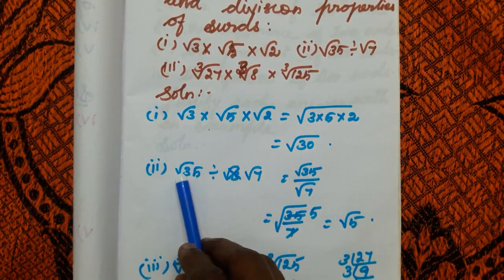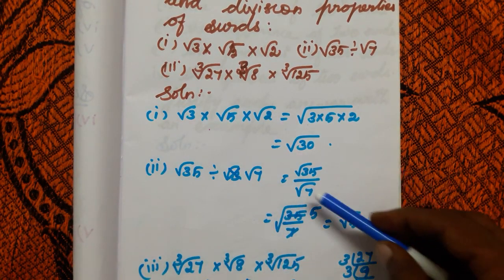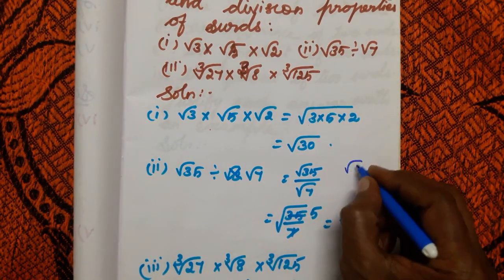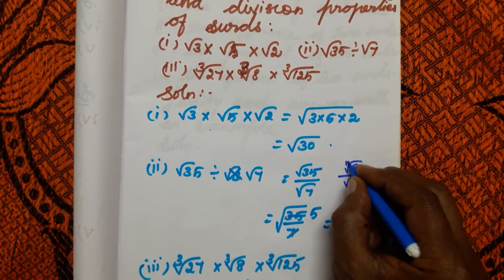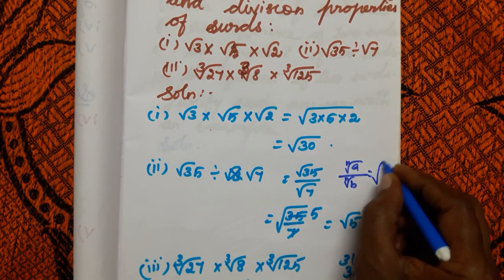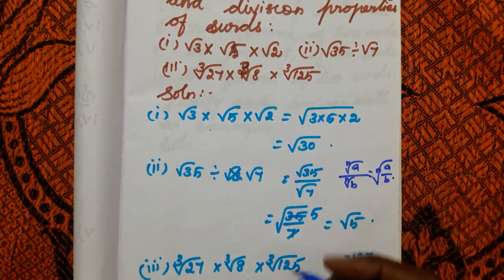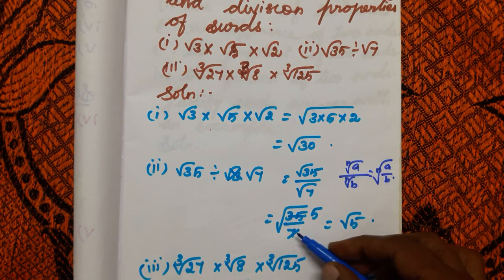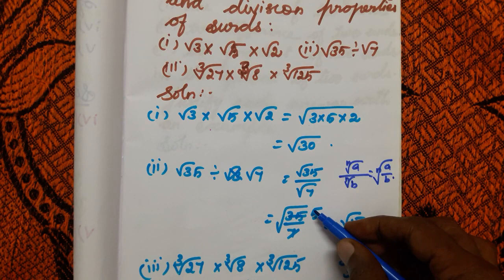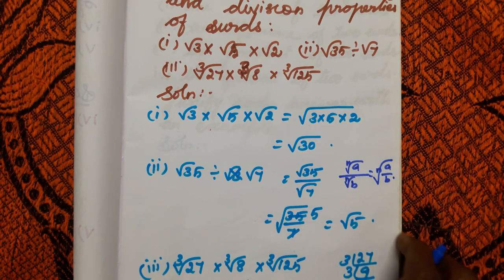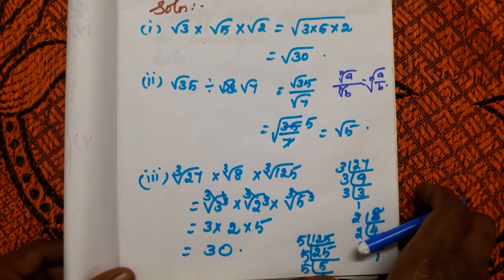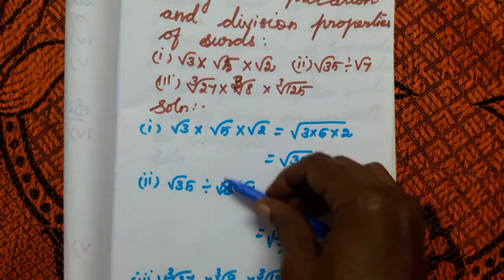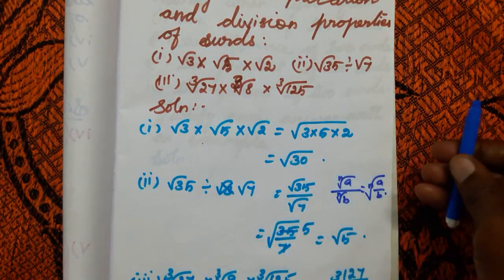Next, second one. Root 35 divided by root 7. It's equal to root 35 by root 7. It's equal to nth root of a by nth root of b is equal to nth root of a by b. When we are using square root of 35 by 7, it's equal to 1 7 is 7, 5 7s are 35, is equal to root 5. Then the third problem, in the first two problems, it is the simplest form. So we have multiplied and here we have divided directly.